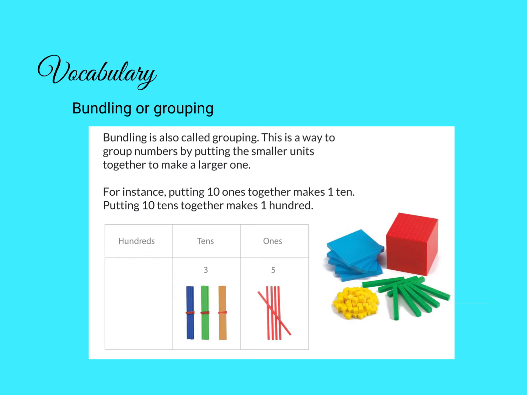And lastly, we have bundling or grouping. Bundling is also called grouping. This is a way to group numbers by putting the smaller units together to make a larger one. For instance, putting 10 ones together creates a bundle of 10. So we have one bundle of 10. Putting 10 tens together makes a bundle of 100.